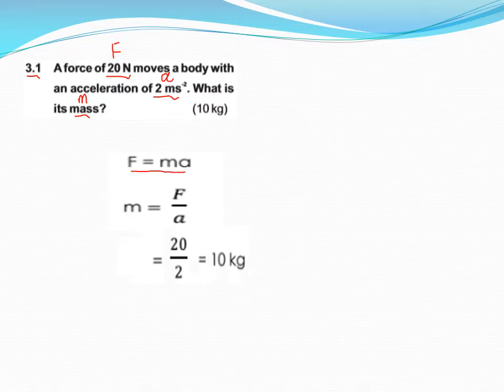The mathematical form for Newton's second law of motion. So after rearranging, we get m is equal to F by a. Now plugging the values, F is 20 Newton and acceleration is 2 meter per square second. So after simplification, we have 10, which is the numerical magnitude of the mass, and kilogram is the unit.